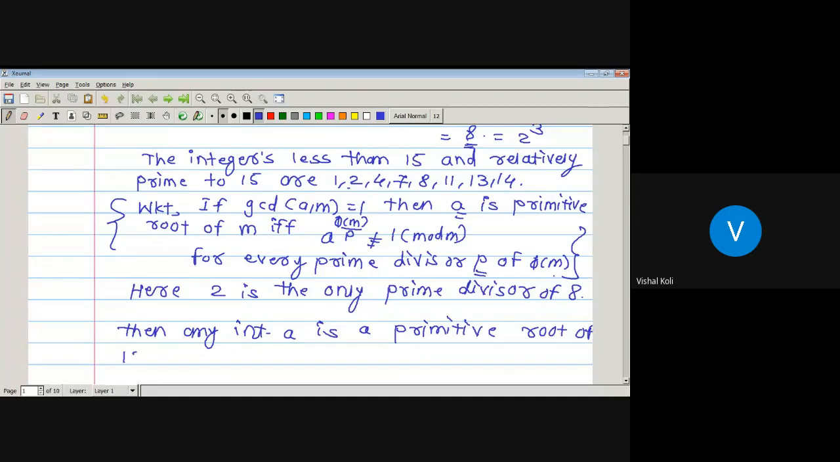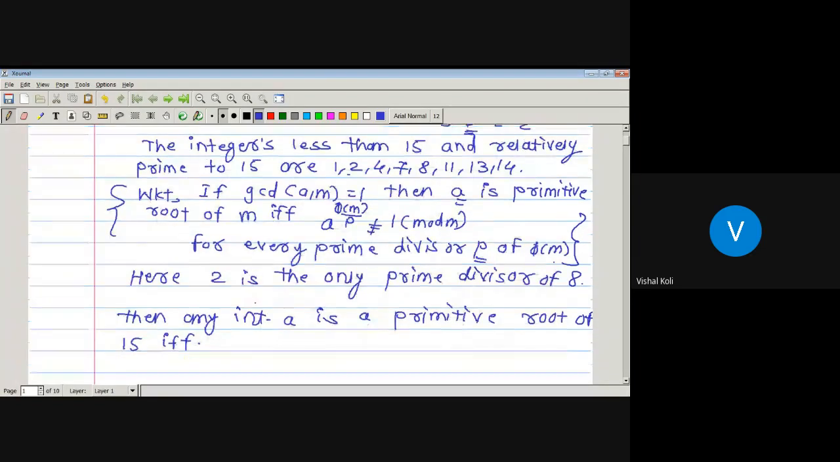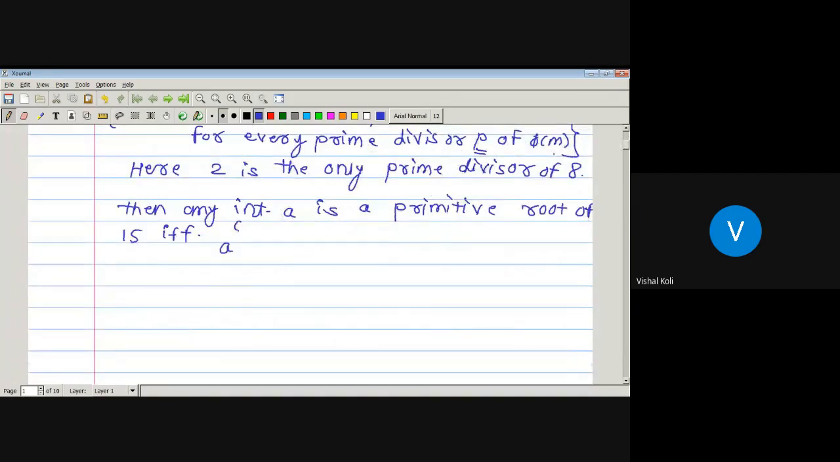It's a primitive root of integer 15 if and only if a to the power phi of m, here phi of 15, divided by p is not congruent to 1 modulo 15. But here a to the power phi of 15, which is 8, divided by the only prime divisor of 8, which is 2, is not congruent to 1 modulo 15.